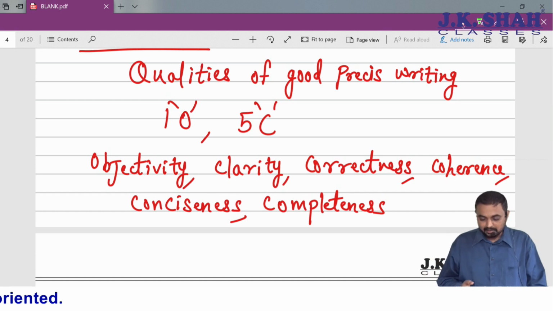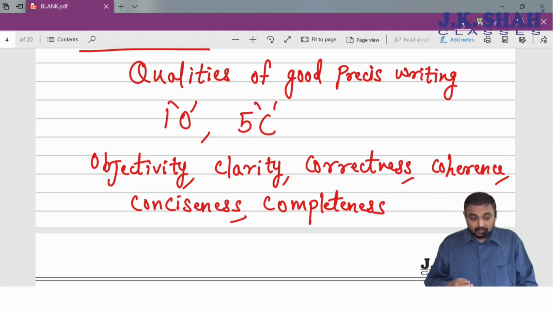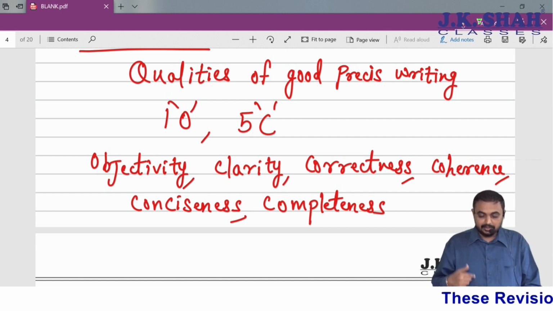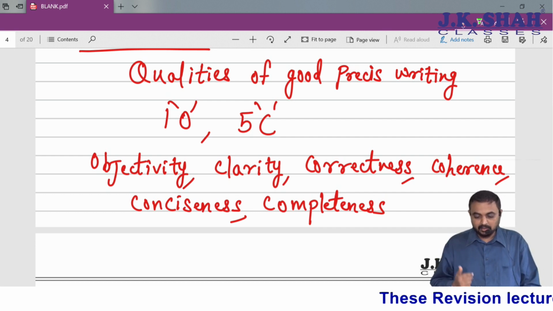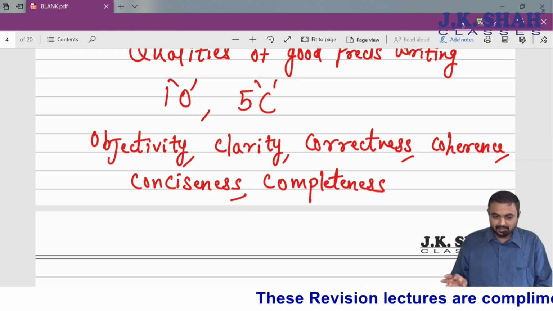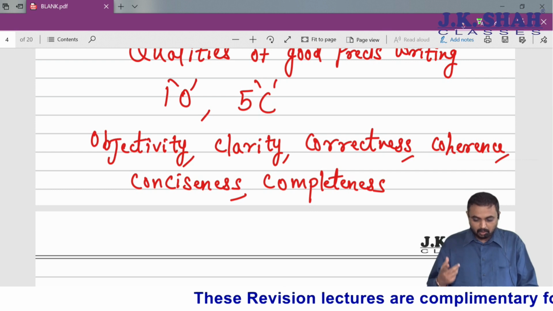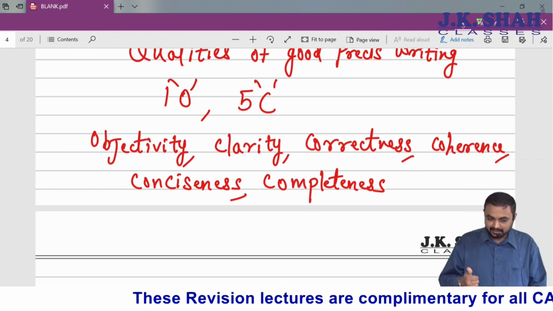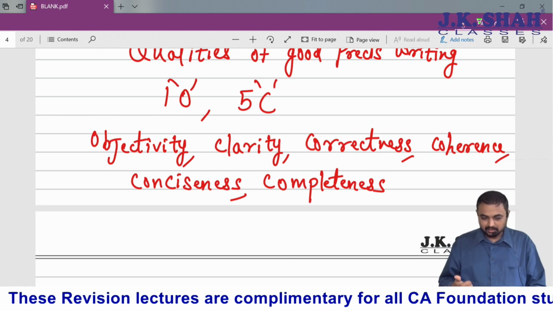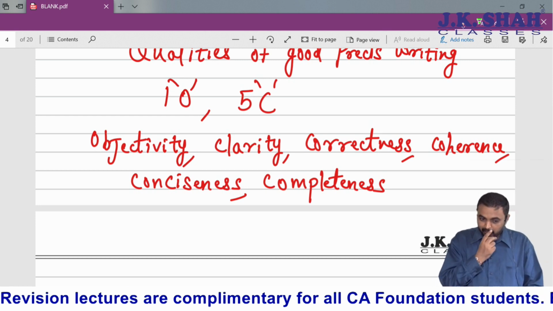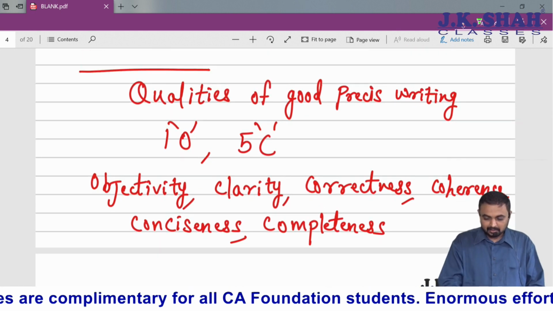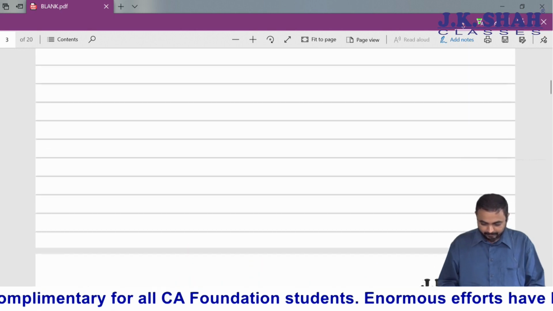Ideas should be clear and easy to understand. Next is correctness. You need to be correct in terms of grammar, in terms of sentence arrangement, in terms of facts and figures. Coherence is nothing but connectivity. There should be proper connectivity of ideas and sentences. Conciseness. You need to be short and clear, whatever you write. Completeness. You should give complete information. These are the qualities of good Precis writing.